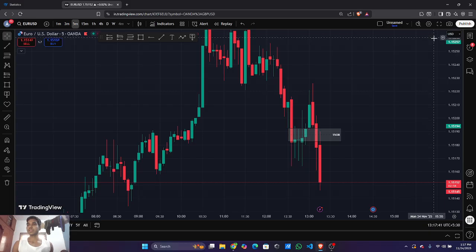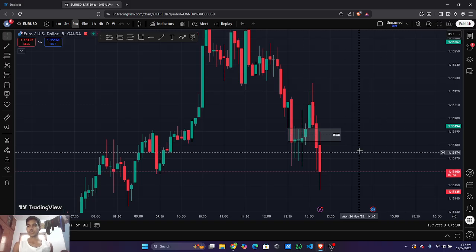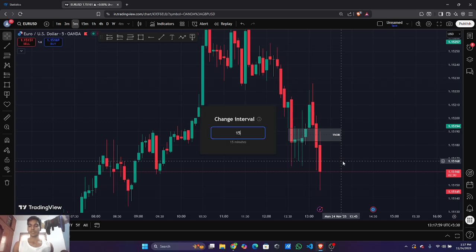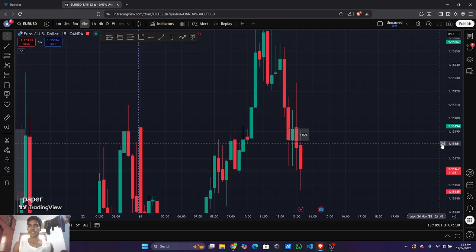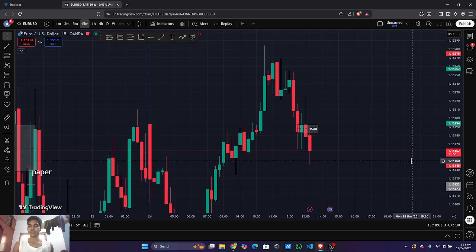GBP also so far hasn't tapped into that 15-minute order block, so that would be our priority, because Euro has already moved and tapped into that order block. Already, it's good to take a trade, but it's not our session, so we will avoid unless we get something better to trade.